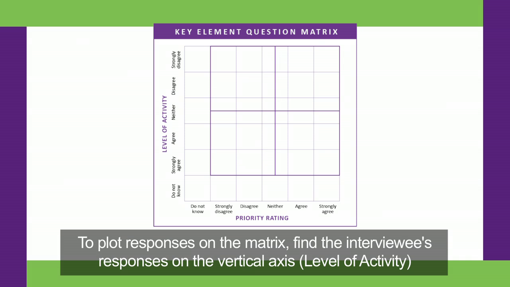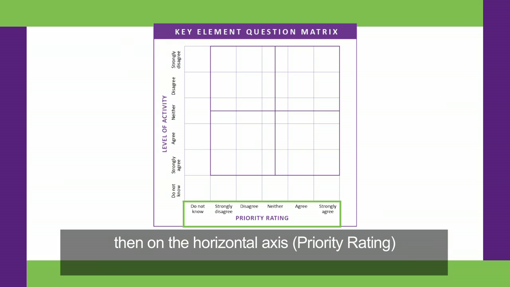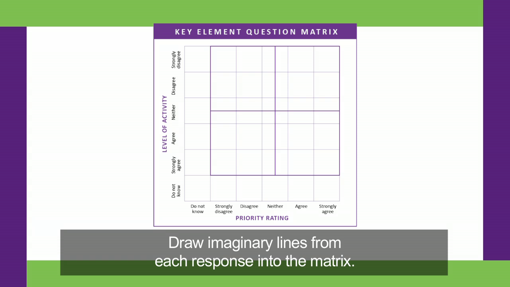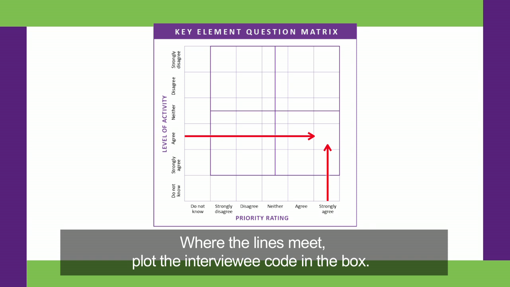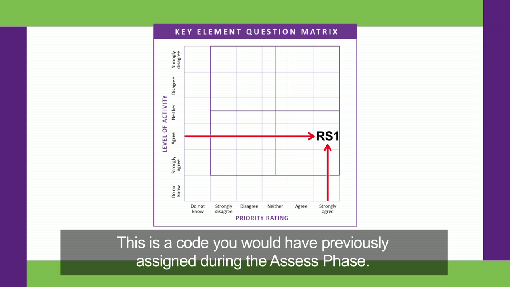To plot responses on the matrix, find the interviewee's response on the vertical axis, level of activity, then on the horizontal axis, priority rating. Draw imaginary lines from each response into the matrix. Where the lines meet, plot the interviewee code in the box. This is the code you would have previously assigned during the assess phase.